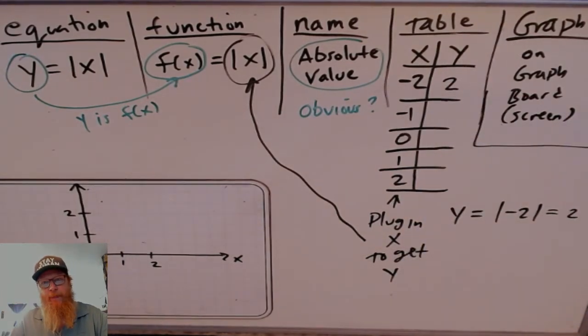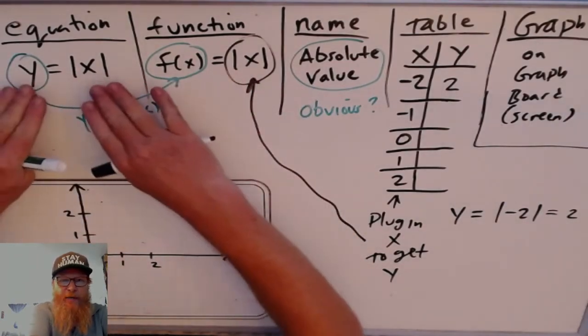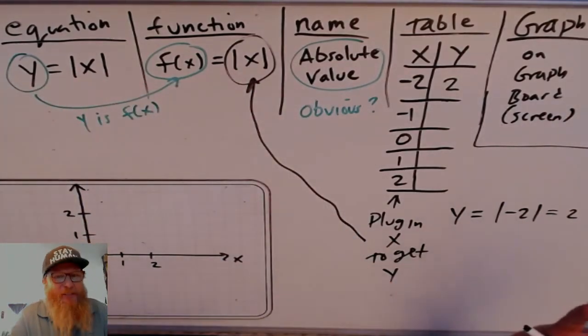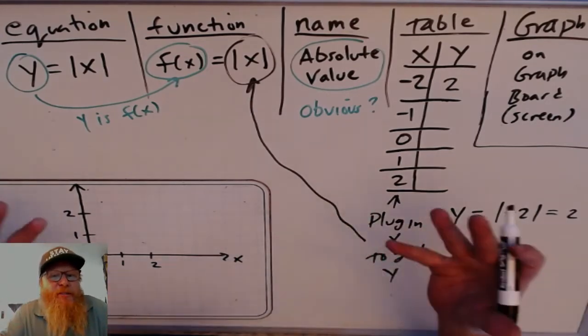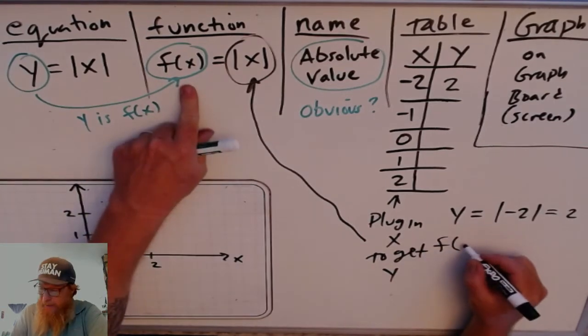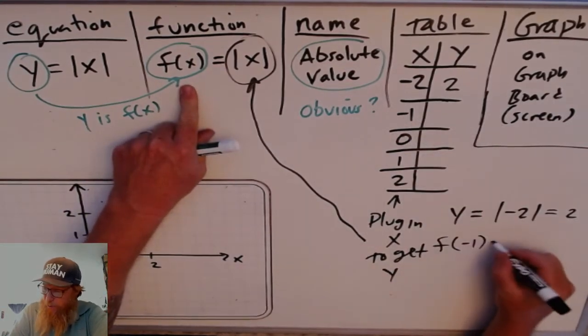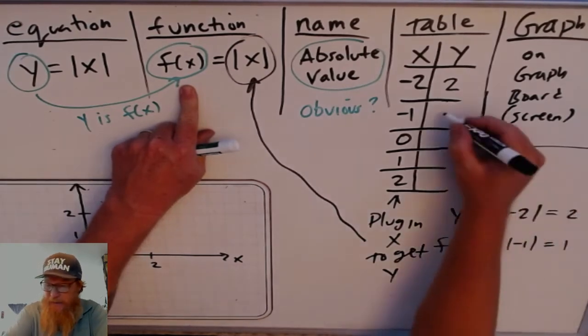Yeah. I don't care which one you use. The function and the equation are synonyms. They do the same thing. They mean the same thing. They produce the same result. Tomato, tomato. So you could also use f if you like. Let's do that for the next one. -1. Absolute value of -1. That's +1.